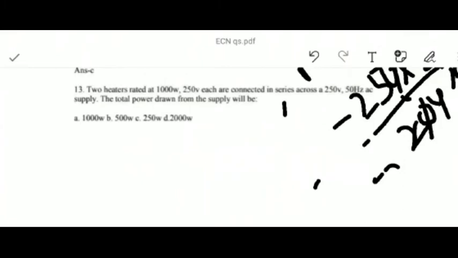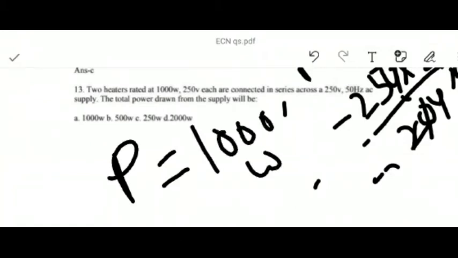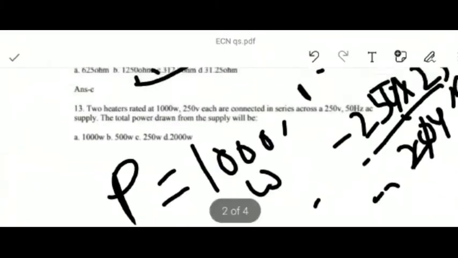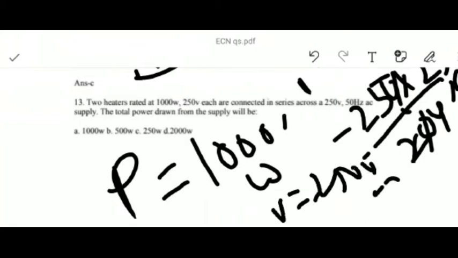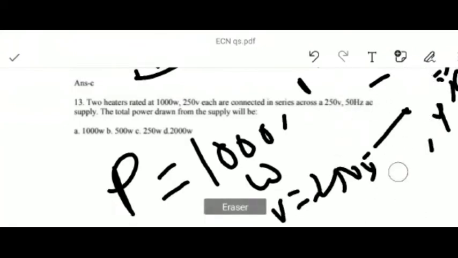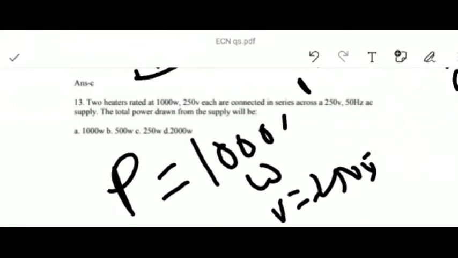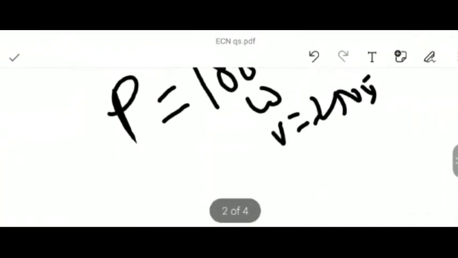Now in the 13th question, two heaters rated at 1000 watt, 250 volt each are connected in series across a 250 volt 50 hertz AC supply. The total power drawn from the AC supply will be. We should know that in the first case this is given: first heater, P equals 1000 watt and V equals 250 volt, and it is connected across a series.